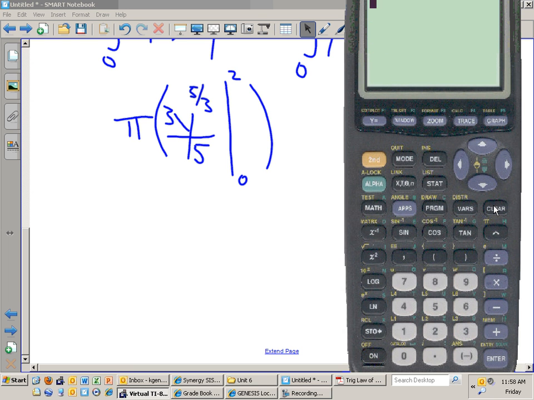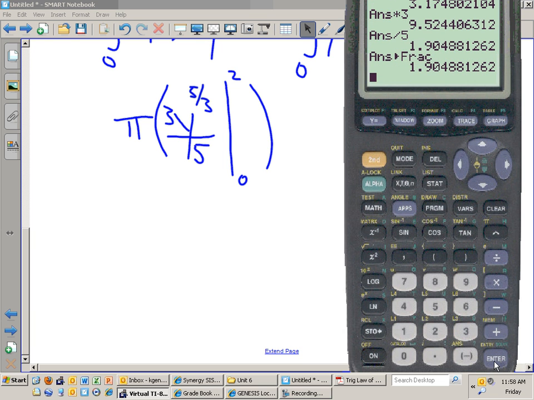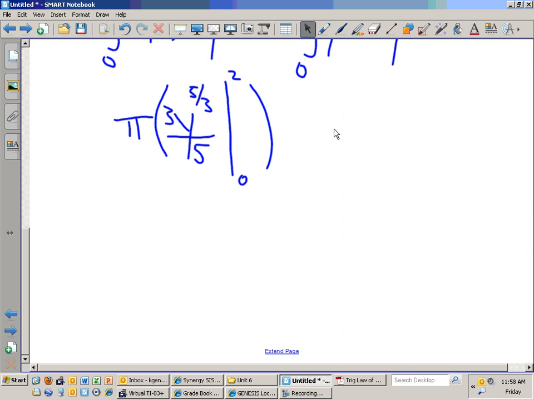So we will take 2 to the 5/3 times 3 divided by 5. 1.9 pi, I guess we could leave it as. Can't do it. 1.9 pi.